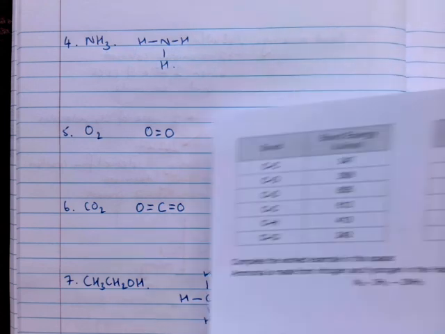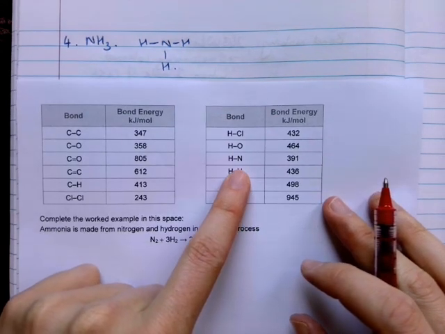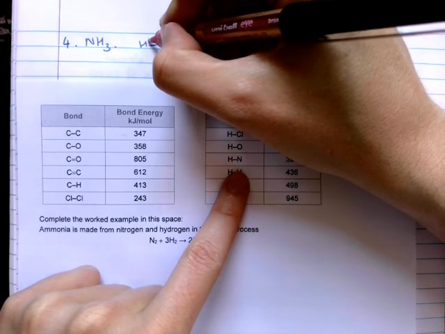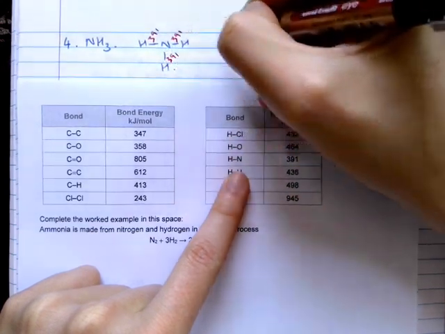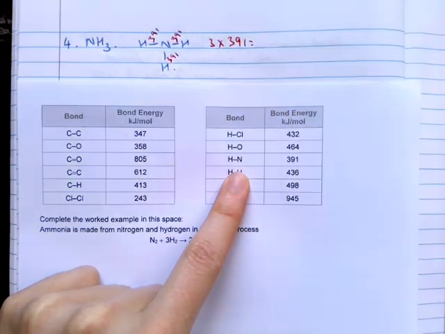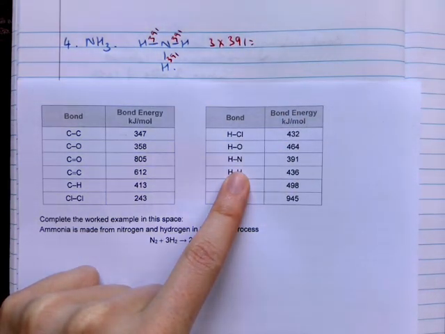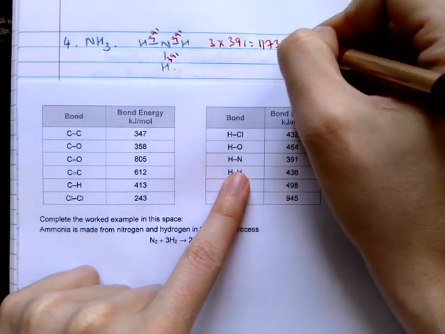Okay, so the first one, we should have NH is 391, so this is 391, this is 391, and this is 391. So the total energy is 3 times 391, which is 1173 kilojoules per mole.